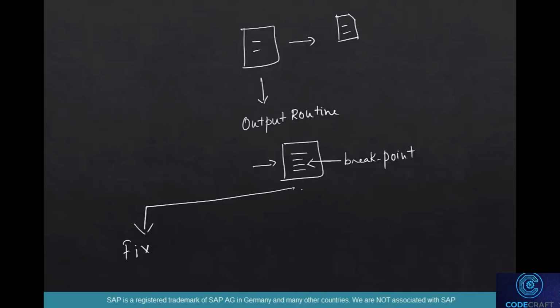The second option is we could simulate. We could fool the system. We could trick the system into saying, hey, you know what? This is all good. Go ahead, go further.